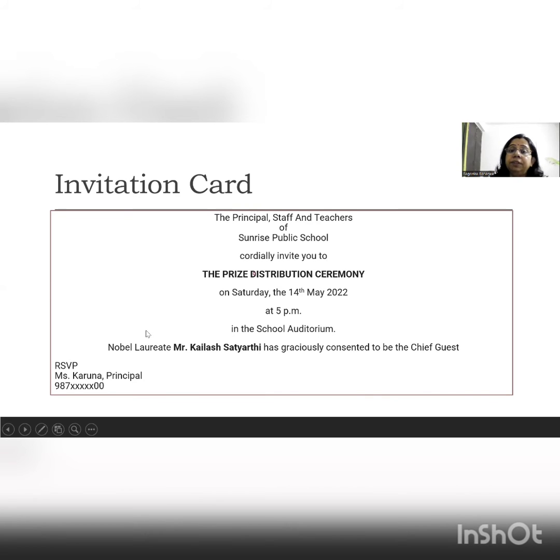Then if this is a prize distribution, तो कोई chief guest तो होगा, ये guest of honor होगा. So if that person is a renowned person, you need to mention his name. तो यहाँ पर Nobel laureate Mr. Kailash Satyarthi has graciously consented to be the chief guest. Consented मतलब agree करना, उन्होंने chief guest होकर आने की सहमति दी है.